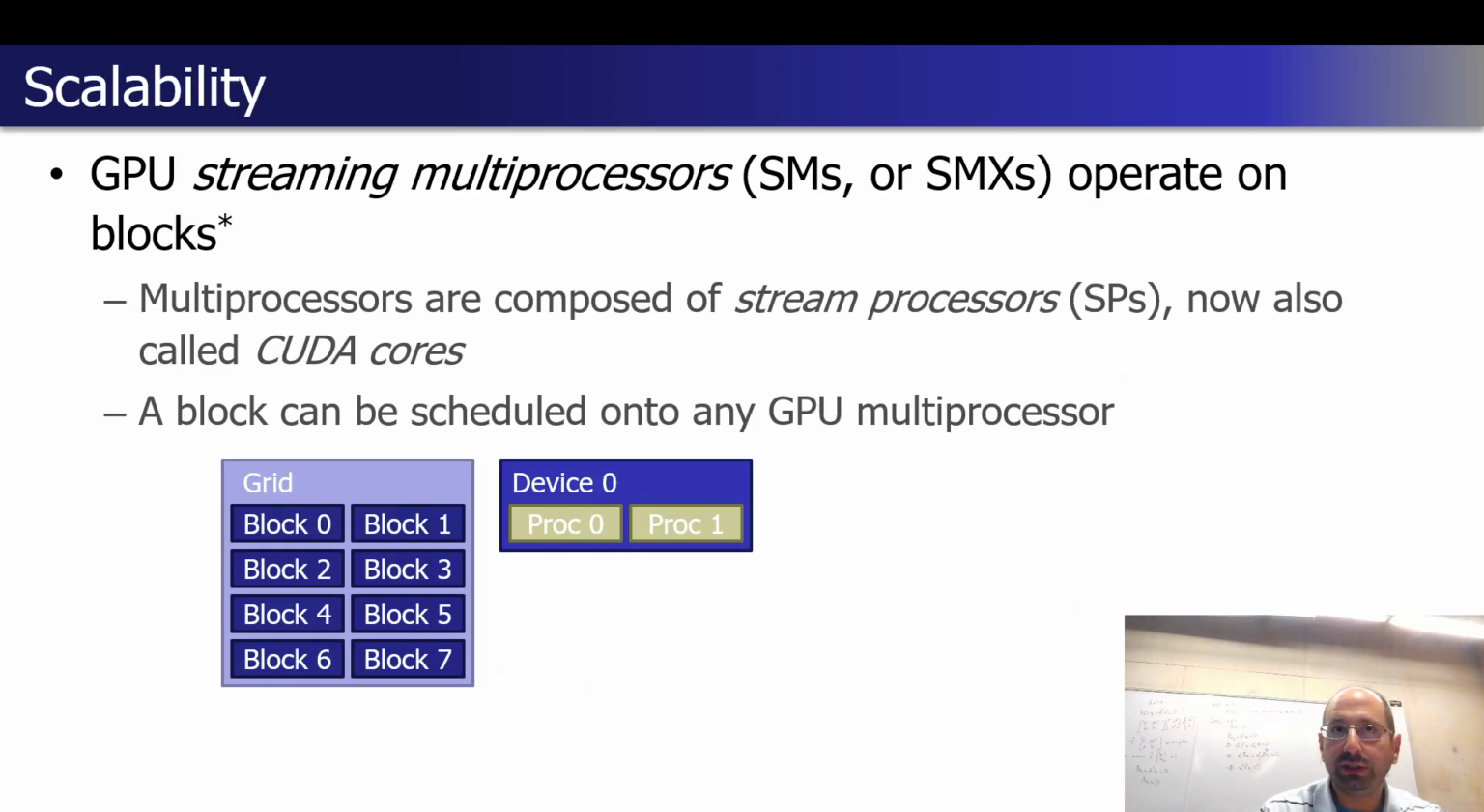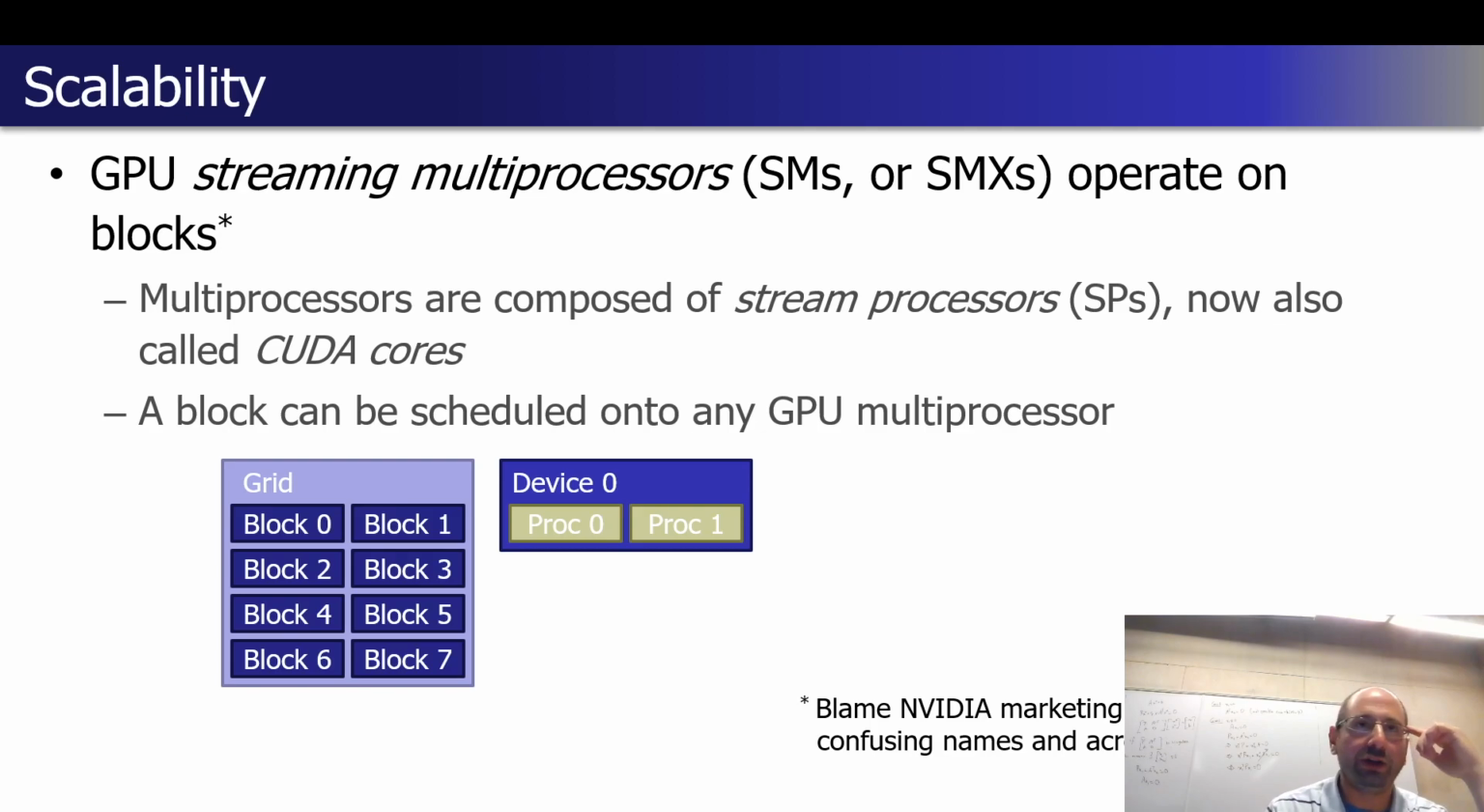So architecturally, let's dive back into that. We have this concept of streaming multiprocessors. Depending on which generation you're looking at, they're called SMs or SMXs, and they operate on blocks at a time. The multiprocessors themselves, the SMs, are composed of the individual stream processors, also called CUDA cores. As I mentioned, that term's also starting to go away, and they just refer to them as individual compute units, be they floating point of different types or special function units.